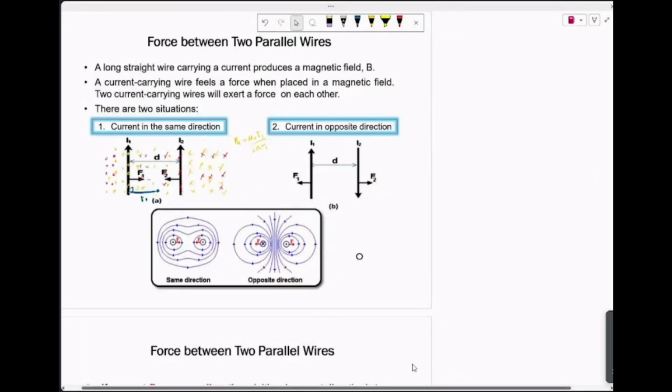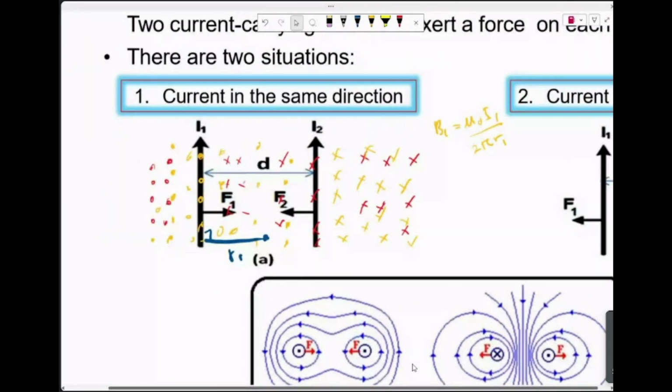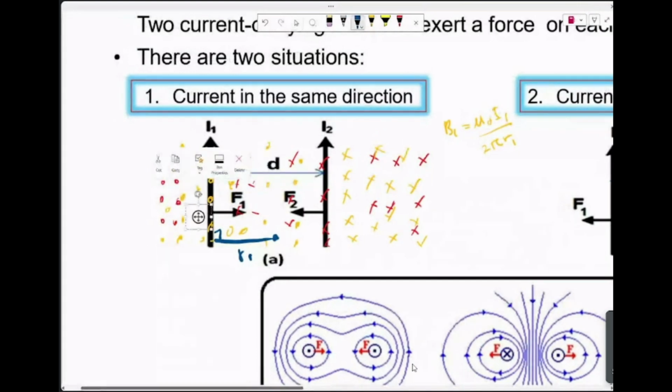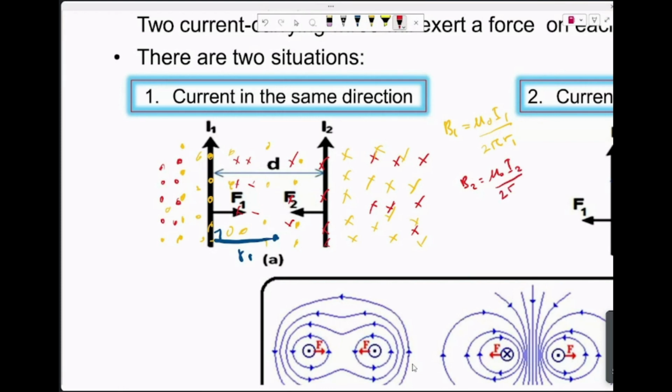Of course, for R2, I2 is also going to be the same. But here B2 is due to current 2, which is mu not I2 over 2 pi R2. So what is R2? Let's say we're looking at the same point here. So that will be the distance, and this one will be R2.